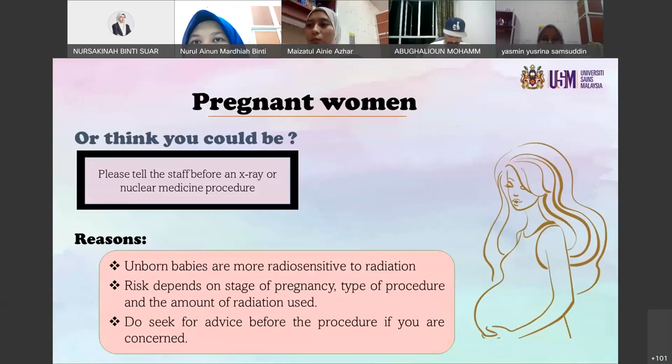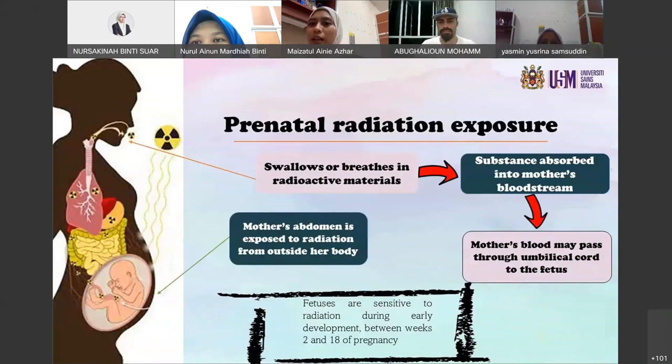Next slide. Okay, so this diagram shows how pregnant women might get radiation exposure. Firstly, by swallowing or breathing in the radioactive material, and the substance may be absorbed into her bloodstream. And from the mother's blood, it may pass through the umbilical cord to the fetus. And the second way is when the mother's abdomen is exposed to radiation from outside of her body.